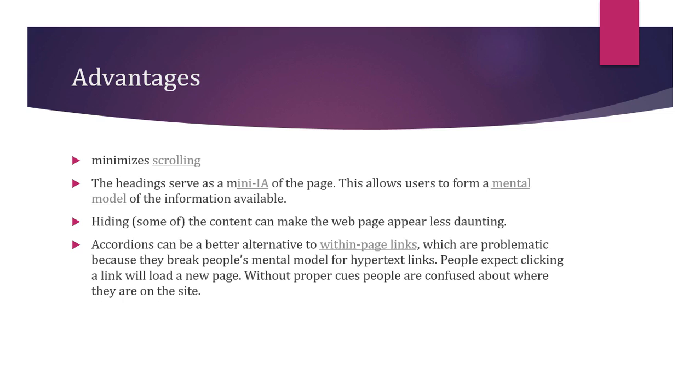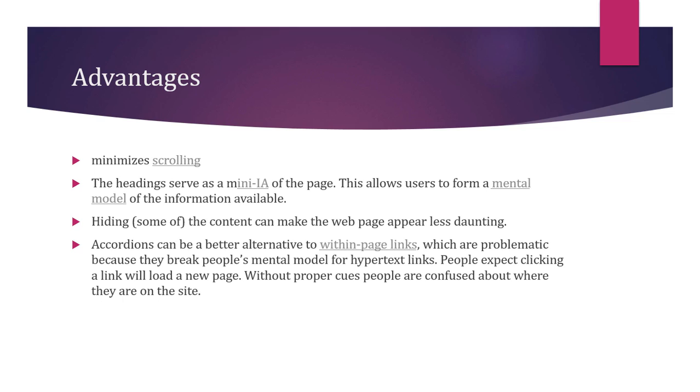What are the advantages of using the Accordion module? First of all, it minimizes scrolling, because all the contents can be fit within a single screen. The headings serve as a mini information architecture of the page.